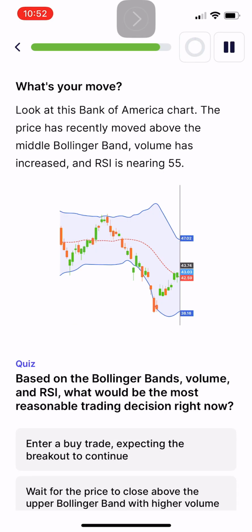Time for a quick quiz. Look at this Bank of America chart. The price has recently moved above the middle Bollinger Band, volume has increased, and RSI is nearing 55. Based on the Bollinger Band's volume and RSI, what would be the most reasonable trading decision right now?